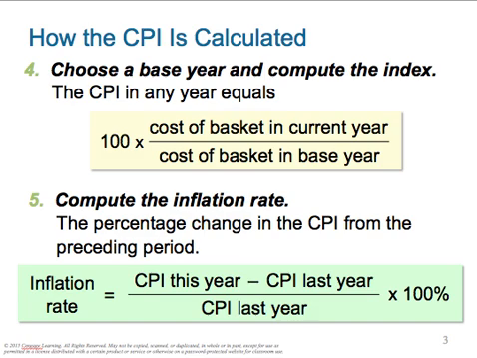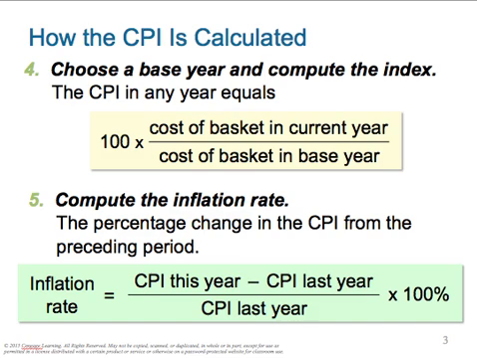Next, we choose a base year, like we talked about in the previous chapter, and compute the index. The CPI in any given year equals the cost of the basket in the current year over the cost of the basket in a base year, in percentage terms, so we multiply it by 100. So again, the cost of the basket in the current year, what it took you to put your items in that basket today, versus what it took you to put those items in your basket and buy them last year or 10 years ago, whatever the base year is.